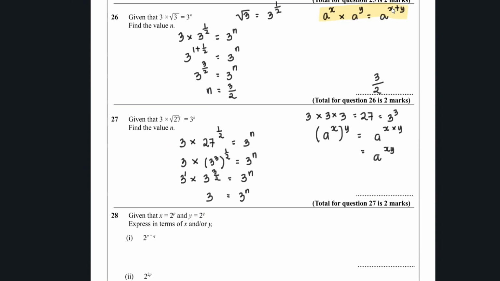So that is 1 whole plus 3 halves. So if you're doing this without a calculator, 1 whole is simply 2 over 2 plus 3 over 2. So that is 5 halves. So that's what we are going to put in here. Therefore, it follows that the value of n is equal to 5 halves.